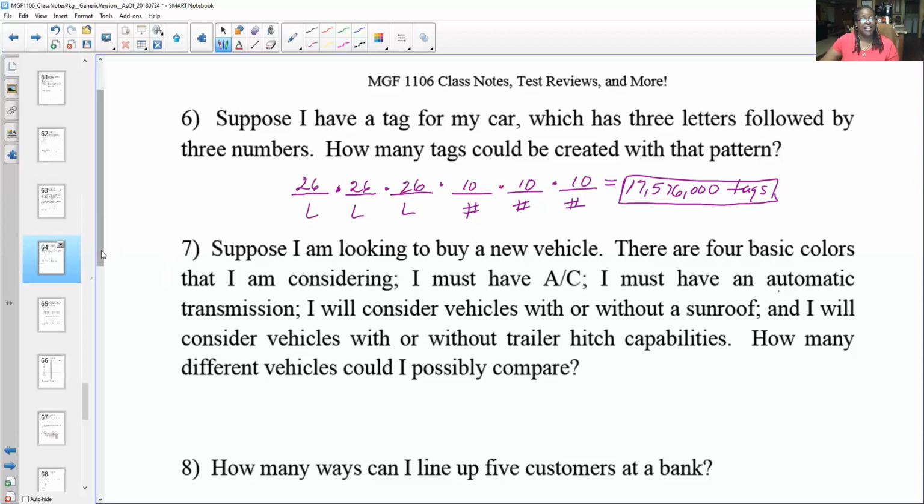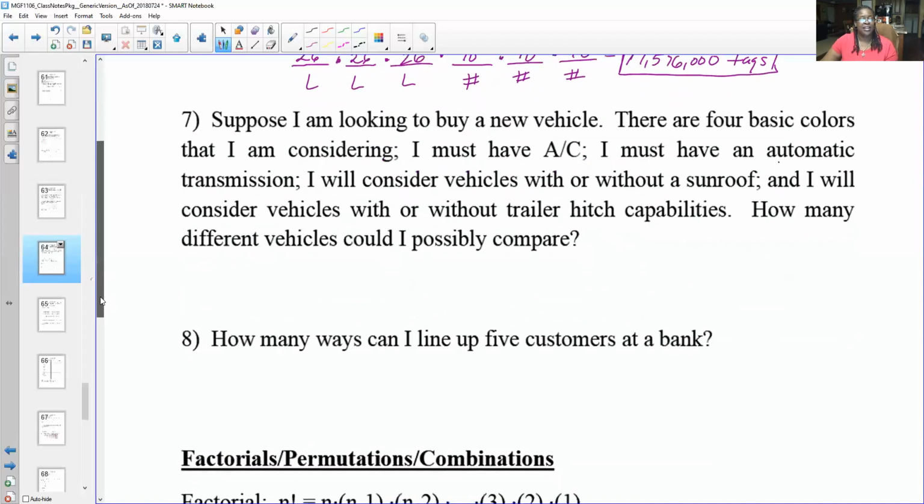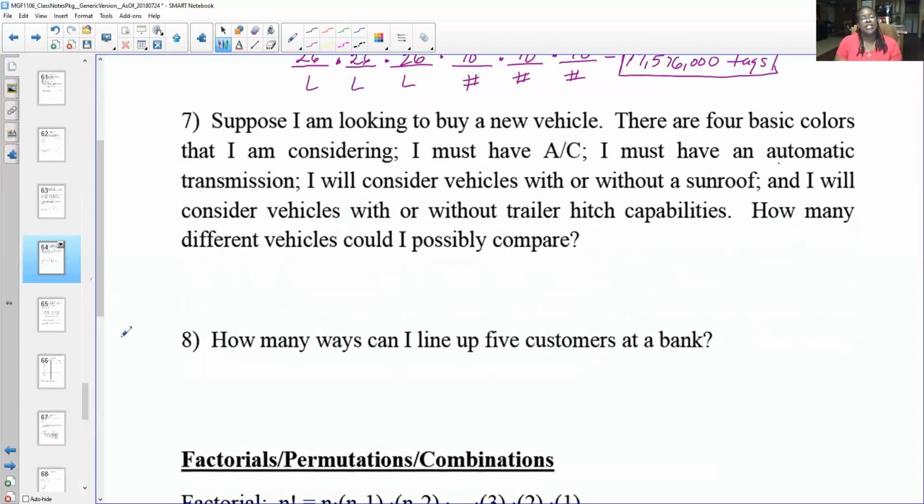All right, here we go. Number 7. Suppose I'm looking to buy a new vehicle. Some of you might be. There are 4 basic colors that I'm considering. I must have AC. I must have an automatic transmission. I will consider vehicles with or without a sunroof, and I will consider vehicles with or without trailer hitch capabilities. How many different vehicles could I possibly compare?